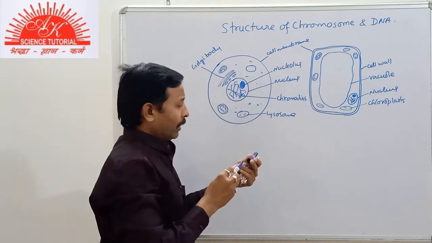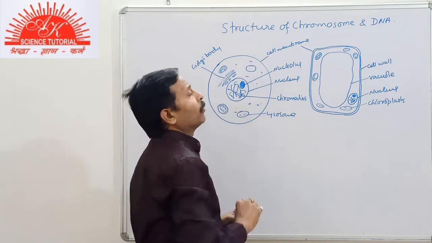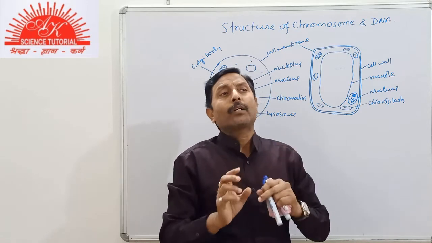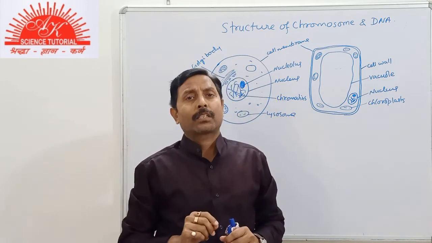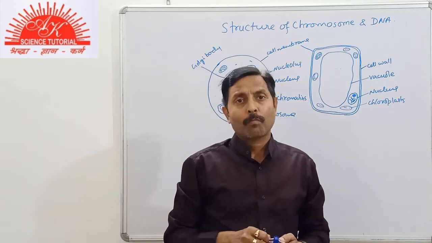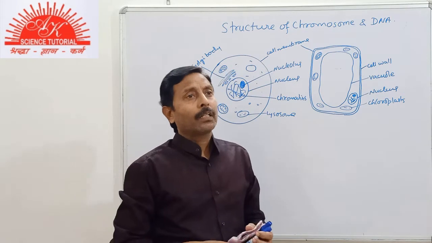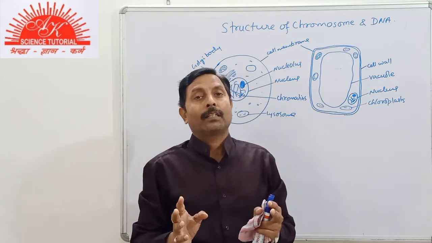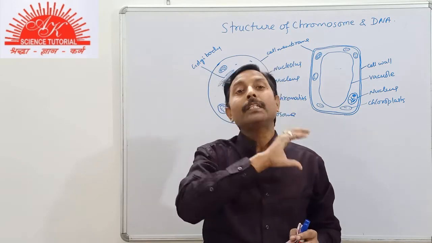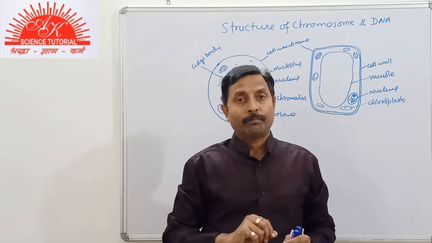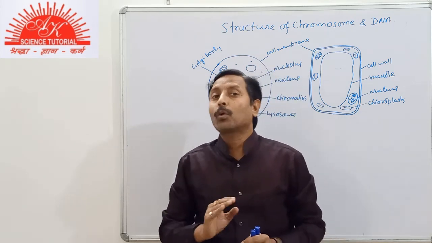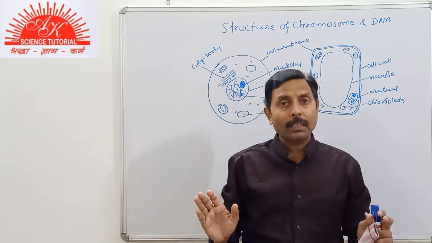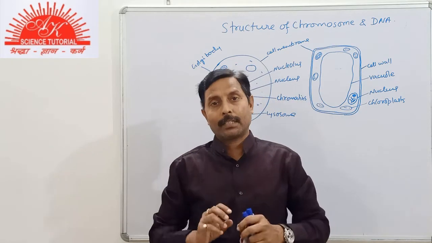So this is the nucleus. You see here that inside the nucleus there are many long, highly coiled thread-like structures called chromatin fibers. These chromatin fibers at the time of cell division coil, condense, shorten and become visible as chromosome. So we use the term chromosome generally at the time of cell division, but in normal condition it is called chromatin fibers.